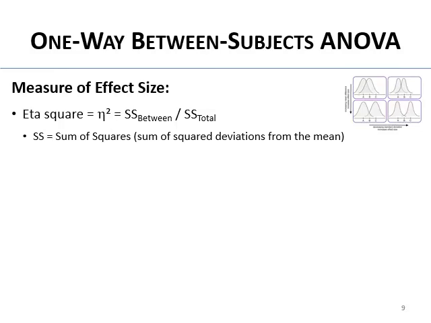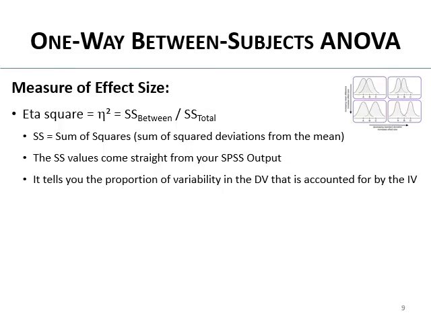So SS is sum of squares. The full name is sum of squared deviations from the mean. I'm not going to ask you about that. But these sums of squares just come from your outputs. You're just dividing one number by another number, and it's right there on the output.